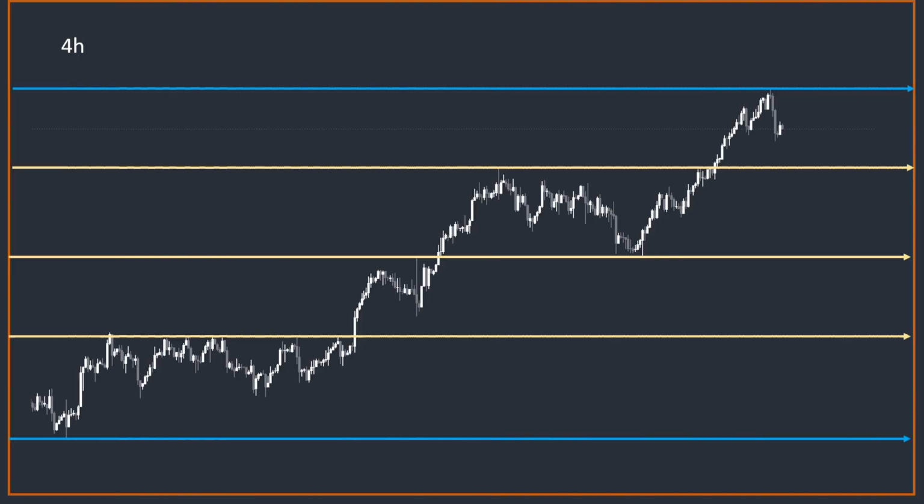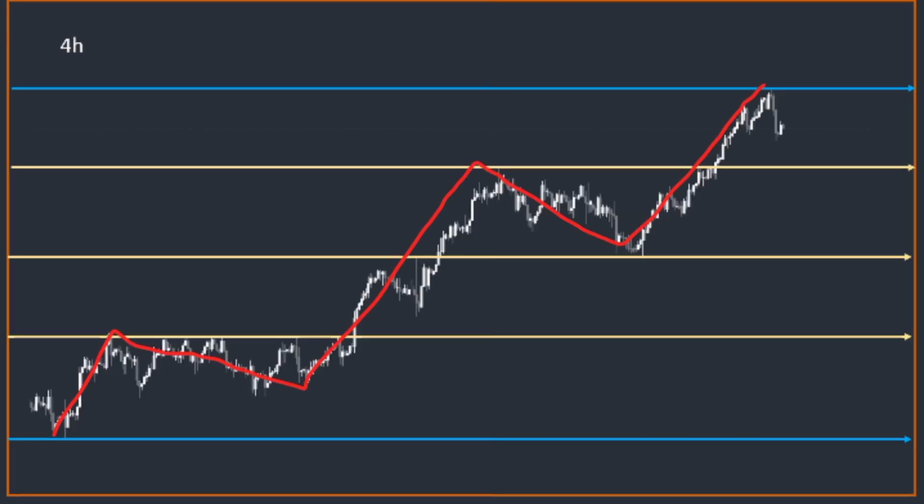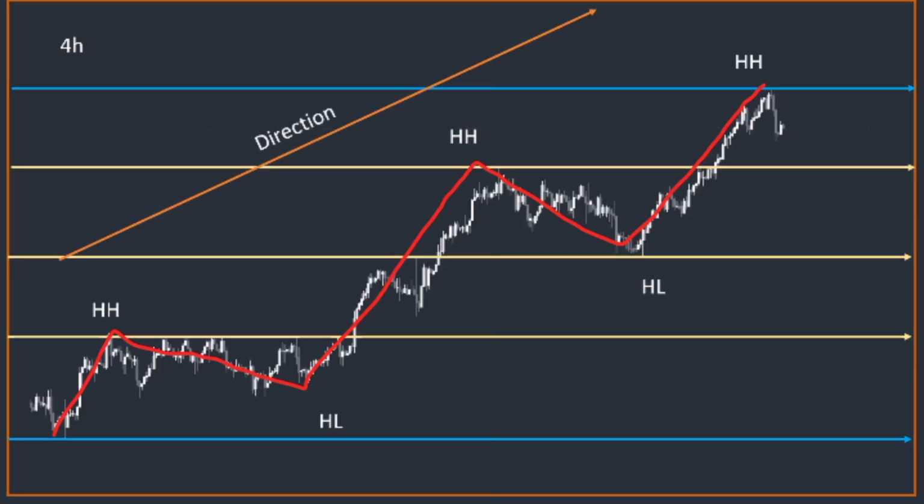From this chart, we can clearly see that price has been going to the upside. So price has been bullish. We can clearly see that by higher highs and higher lows as a confirmation of a bullish trend. So this is a bullish trend.